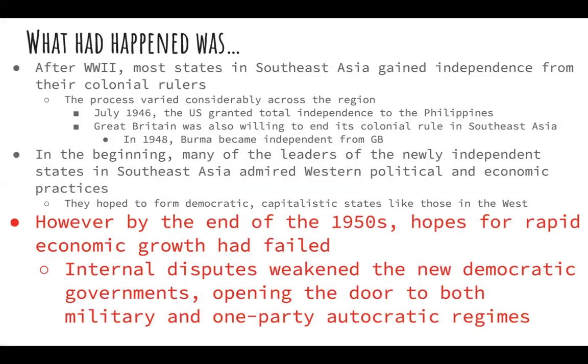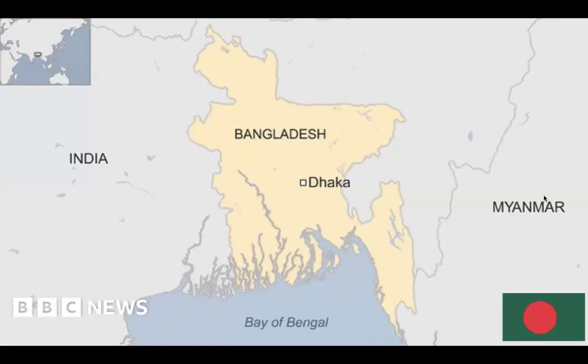So what happened after World War II? Most states in Southeast Asia gained independence from their colonial rulers. The process varied considerably across the region. In 1946, the U.S. granted total independence to the Philippines. Great Britain was also willing to end its colonial rule in Southeast Asia. In 1948, Burma became independent from Great Britain. Burma, Myanmar, right here.